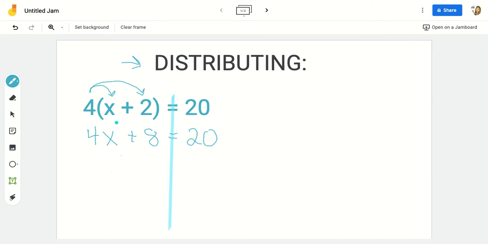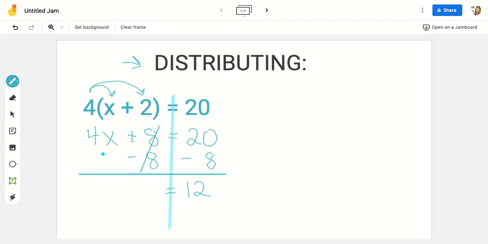I want to solve for x. I want to get this x by itself, so I need to first undo this addition. If this is a positive 8, I'm going to do the inverse and subtract 8. Whatever you do to one side, you have to do to the other. 8 minus 8 is 0, so those will cancel each other out. 20 minus 8 is 12.